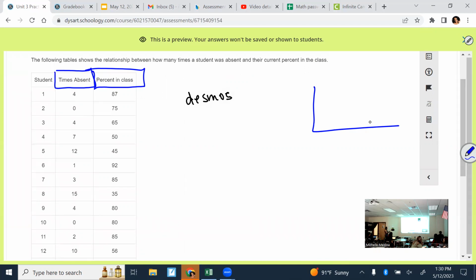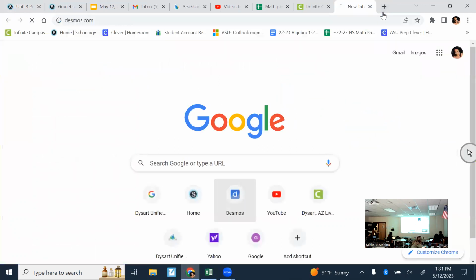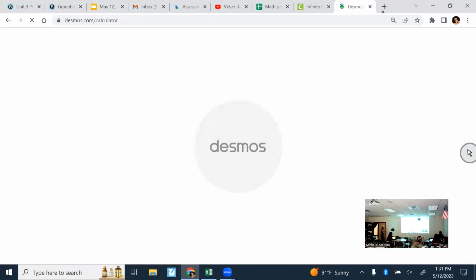So in that case, if this is what's dependent, that should go on which axis? The y-axis. A way to remember that is you can make a D out of the y-axis, you can't out of the x-axis. So then that means the times absent, which is independent, is down here. So when you're plotting this, this is your x and this is your y. You would have to put this entire table into your Desmos. I'm only going to show you a few so that we still have time to go over some other ones. But here's how you do that.